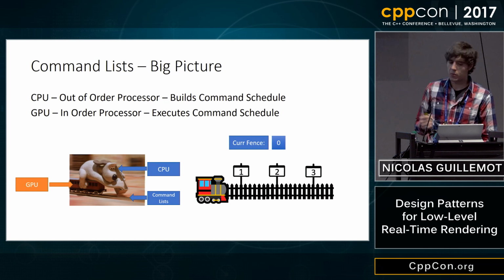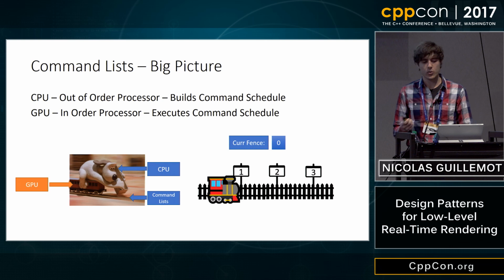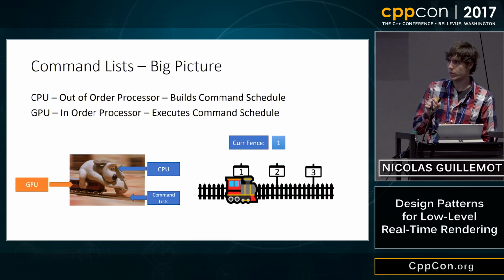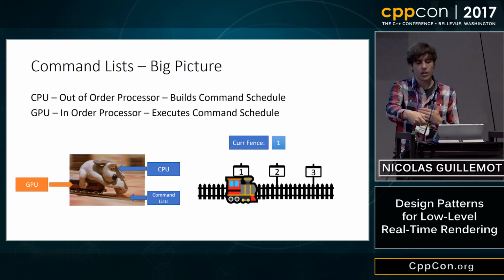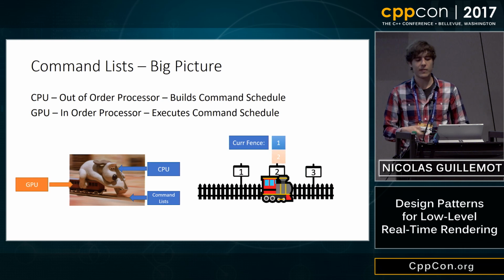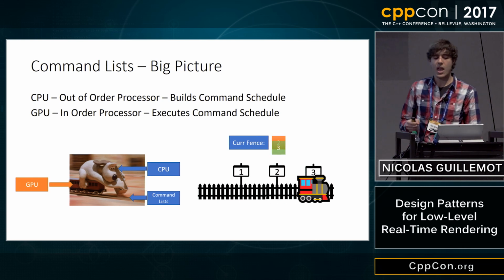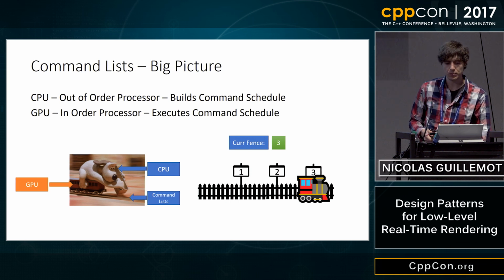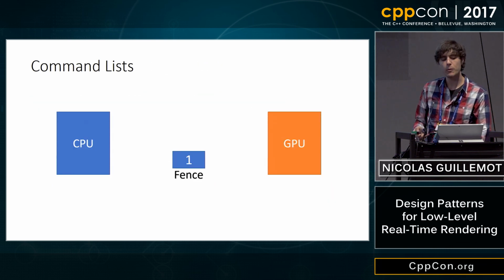If we assume that the train on the right is the GPU and the tracks are the command list, then as the train moves along and reaches the first fence with 1, the fence value changes to 1. As it keeps moving along the commands and reaches 2, the fence changes from value 1 to 2, and so on as it reaches number 3. This mechanism, as I'll show you, is how you can implement various kinds of synchronization between the CPU and the GPU. So I'm going to elaborate on that a little bit more with a slightly more concrete example.